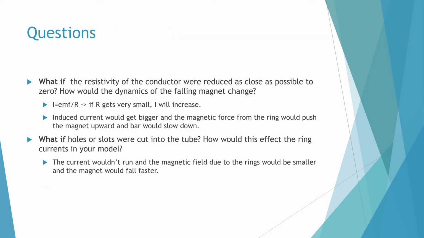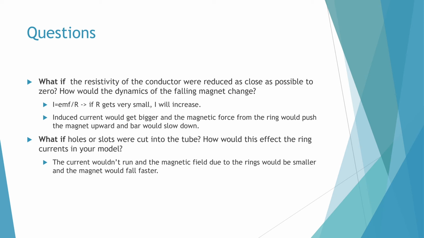So what if the resistivity of the conductor were reduced to as close as possible to 0? If R would get really small, then I will increase, and so the induced current would get bigger, and so the magnetic force from the ring pushing upward would cause the magnet to slow down even more.